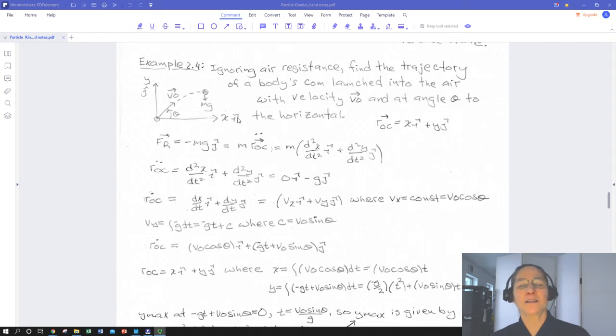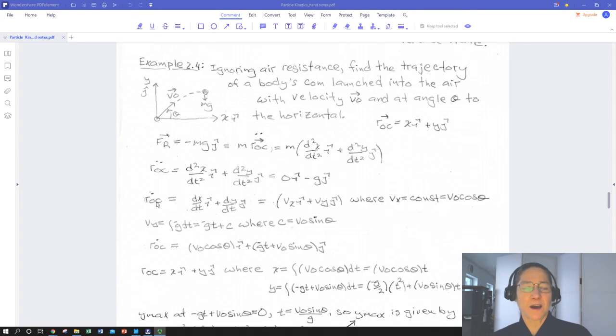Right hand positive for i-hat and upward positive for j-hat, it is equal to 0 in the i-hat direction. We have no forces acting in the i-hat direction, and so we have no acceleration in the i-hat direction, minus g, which is our acceleration in the j-hat direction, because our force resultant was mg, and if we divide by m, we're left with just g, and that's in the negative direction.